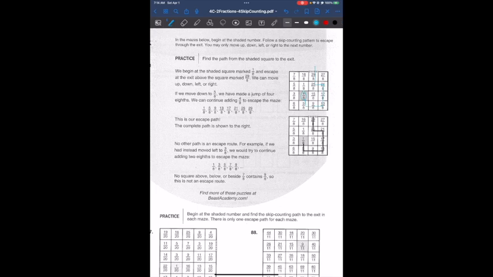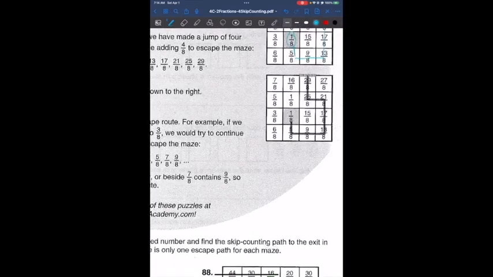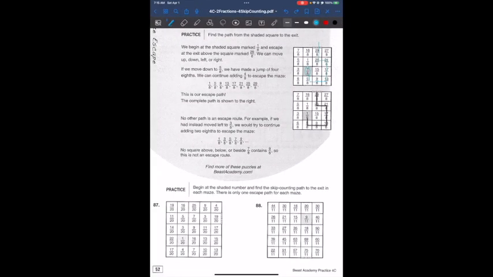And so for example, if we'd moved to 3 over 8, so we went to the left side instead of going down, we would try to continue adding 2 eighths to escape the maze. But then no square above, below, or beside 7 over 8 contains 9 over 8. So that would not be a good escape route.